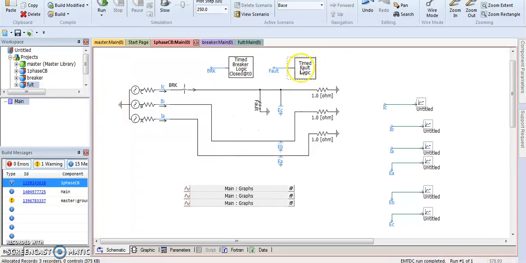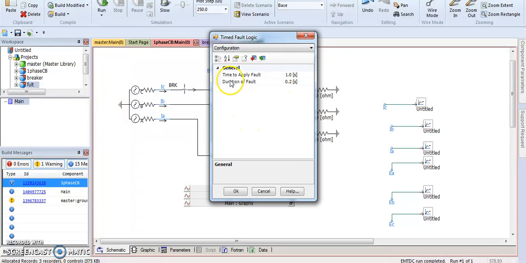If you click inside here, we can find the time to apply the fault. This means the actual time, in seconds, at which to apply the fault in the whole system. So 1 second means that at second one during the simulation time, the fault will be applied. The duration of the fault means how many seconds the fault lasts in the system during the simulation time.